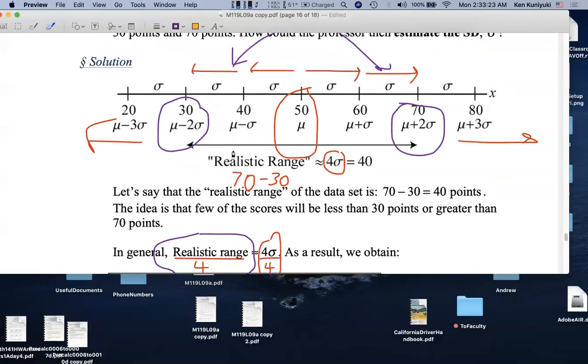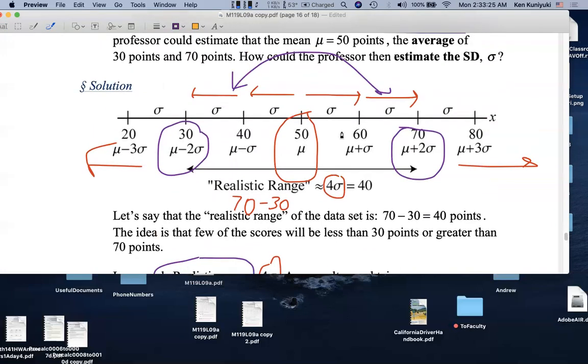The idea is that the picture here is like the picture we saw before, where the standard deviation was assumed to be 10 points.